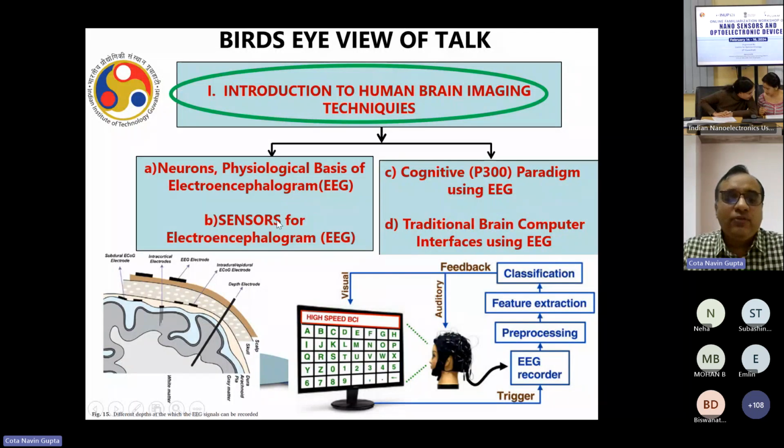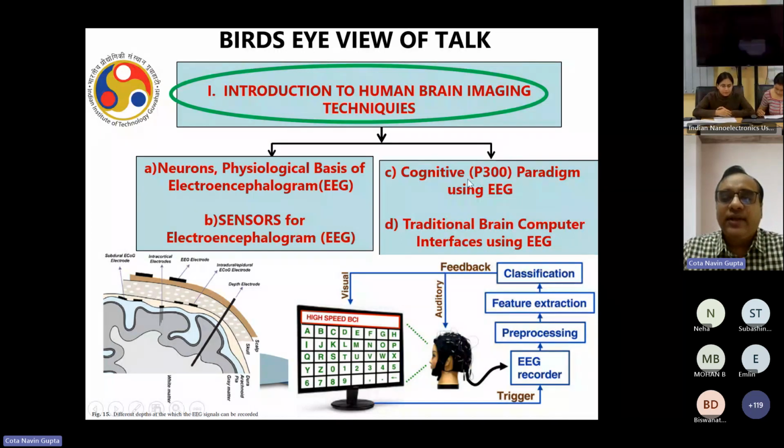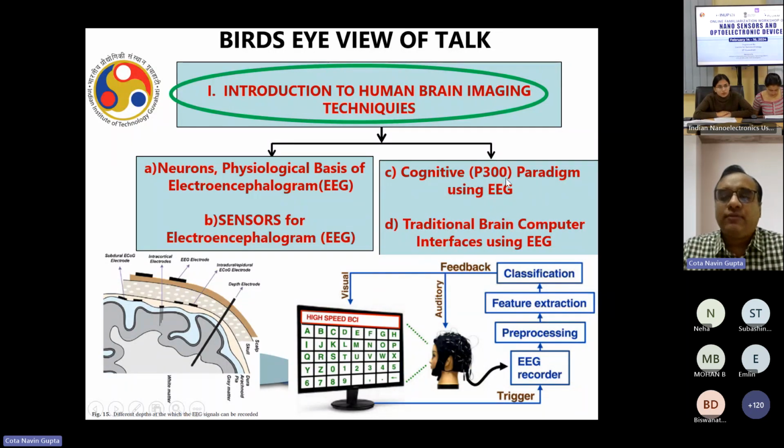Okay, from there we will move on to look at some of the sensors which are being used to record electroencephalogram, and then I will move towards a cognitive side, wherein I will introduce the cognitive paradigm P300, which will enable some evoking of the brain during an experiment for a subject, and then I will show you how exactly a brain-computer interface can be designed.